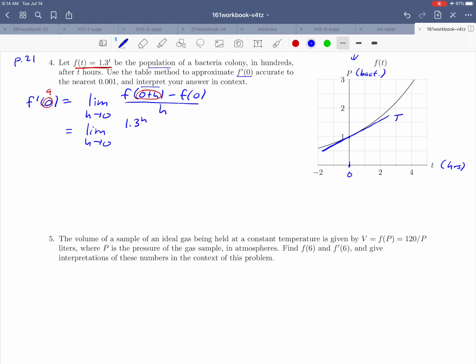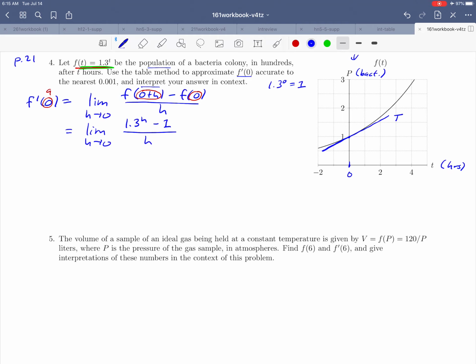And 0 plus h is really just h. So that would look like 1.3 to the h. All right, and then we come to f of 0. So now we want to plug 0 into our function. And what do we get if we take 1.3 to the 0? 1.3 to the 0 is actually 1 because any number to the 0 power is 1. So that f of 0 just becomes a 1, over h. All right, so that's the limit that we want to calculate.